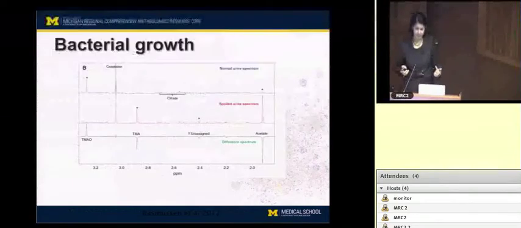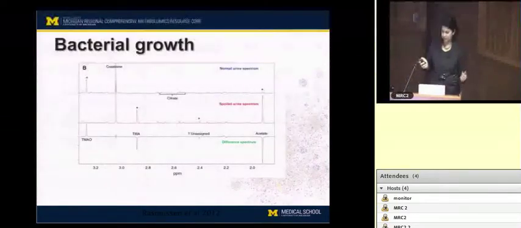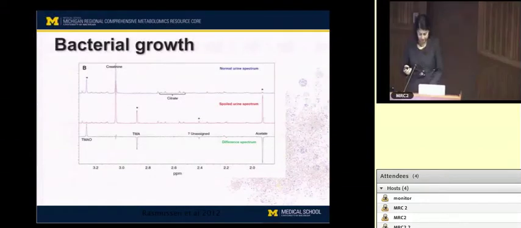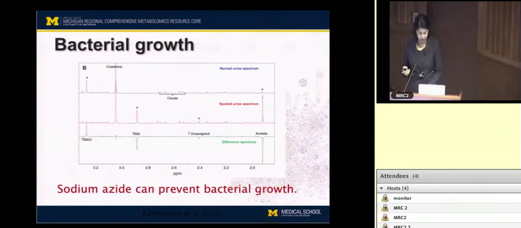This is another example of collection strategies. This is urine left out on the bench. You can see this is an NMR spectrum of spoiled urine. This is the normal urine before it was left out for 4 hours. You can see that new peaks start appearing. So you want to ideally store urine immediately on ice and add sodium azide to prevent bacterial growth.